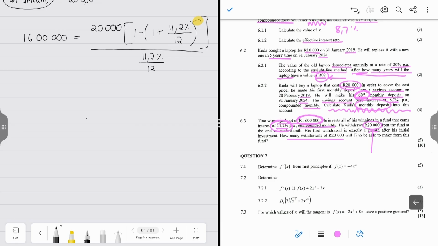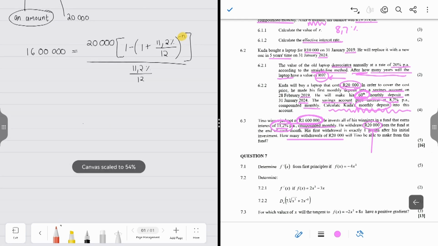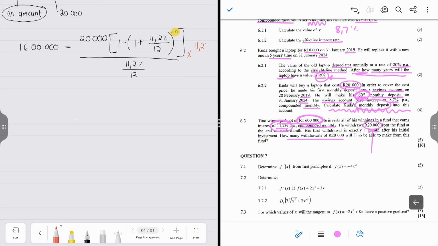So what I'm going to do is times by my interest, which is 11.2% over 12, and I'm going to do that on both sides. So I'm going to times this side also by 11.2% over 12. Right, what do I have left?